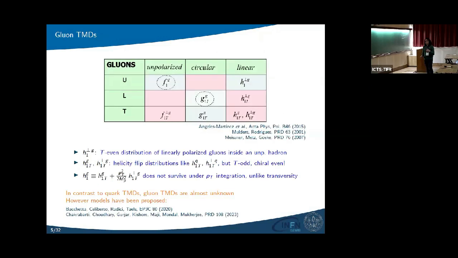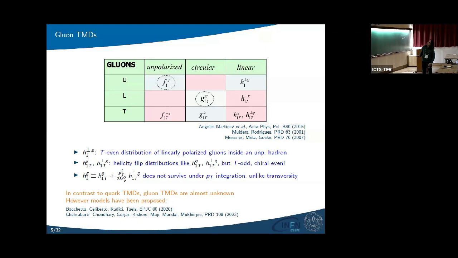So I'm talking about spin one objects now. For example, the proton can be unpolarized, longitudinally polarized, or transversely polarized. And gluons inside can be unpolarized, circularly polarized, or linearly polarized. So this is the only difference. Now I have spin one objects like gluons, they have different polarizations. So I use the same notation that Alessandro has used for quark TMDs, but one has to be careful because some of these objects have the same name but have different properties compared with quarks.